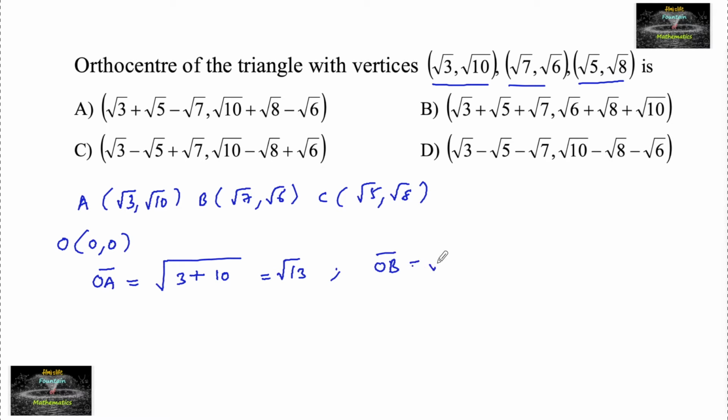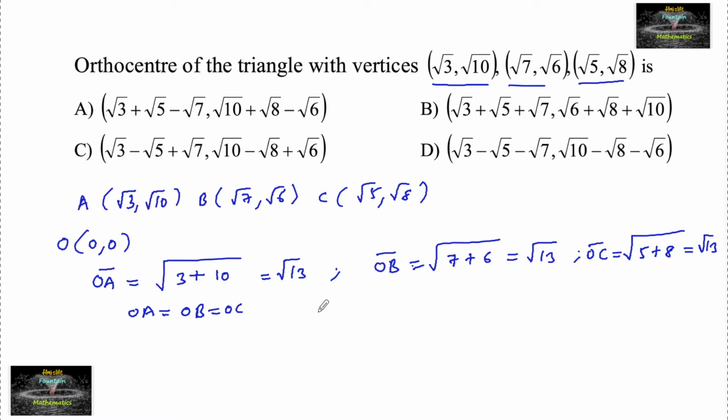The distance from the origin to the point B is the square root of (√7)² which is 7, plus 6, which is √13, and from O to C is the square root of 5 plus 8, which is equal to √13. So here clearly we can observe that OA equals OB equals OC, which implies that the origin (0, 0) is the circumcenter. Let me write C is nothing but (0, 0).